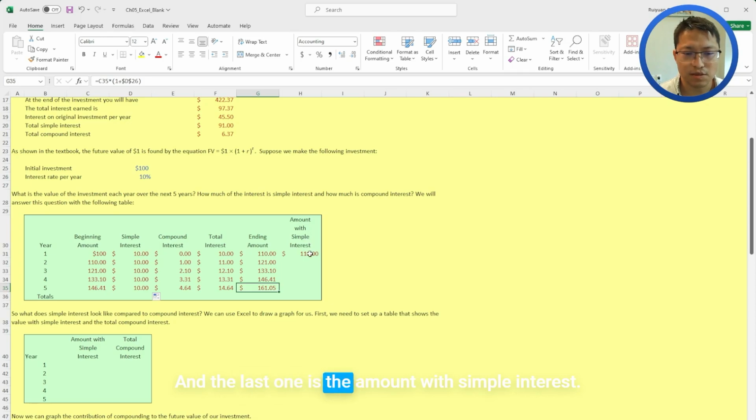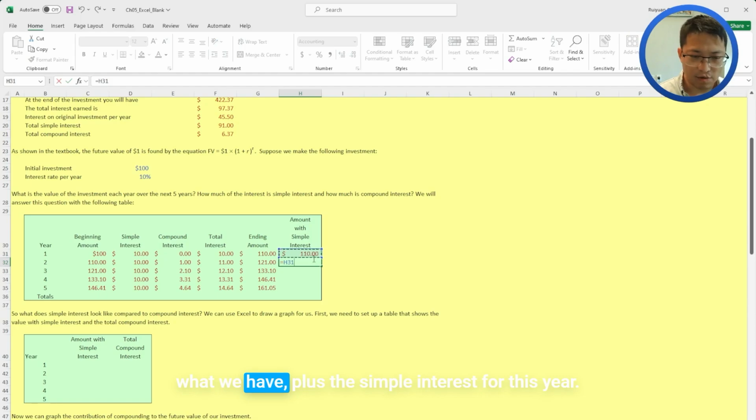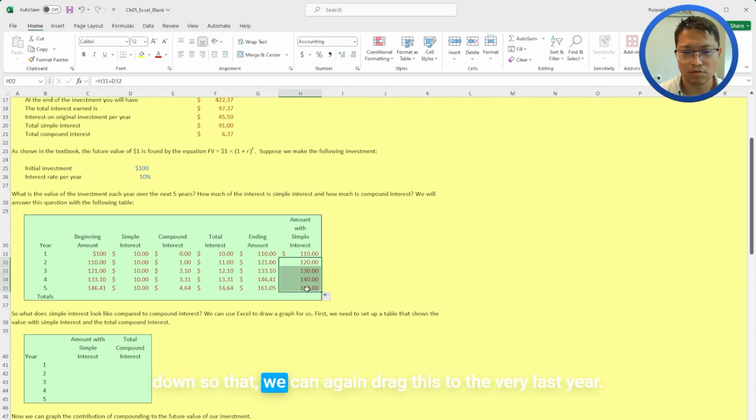And the last one is the amount with simple interest. In our case, the amount with simple interest is always what we have plus the simple interest for this year. And we are going to apply this equation all the way down, so we drag this to the very last year.